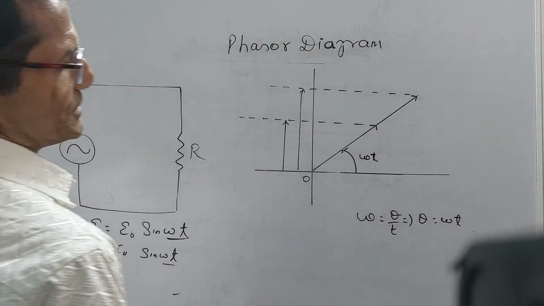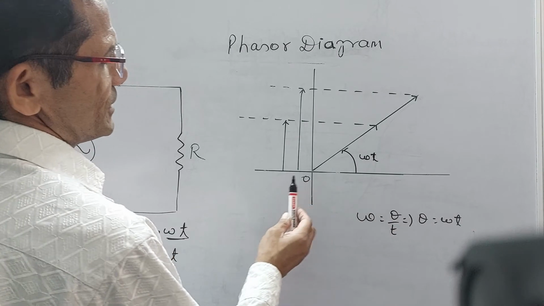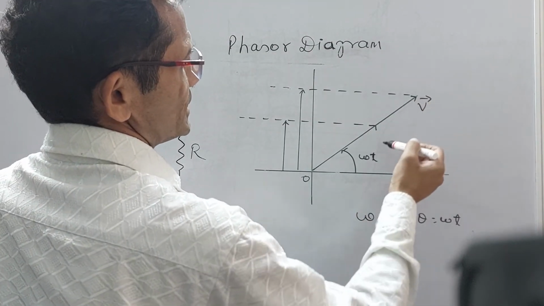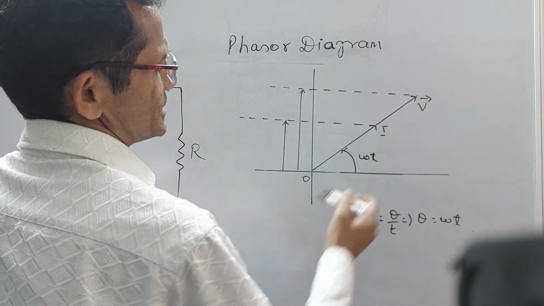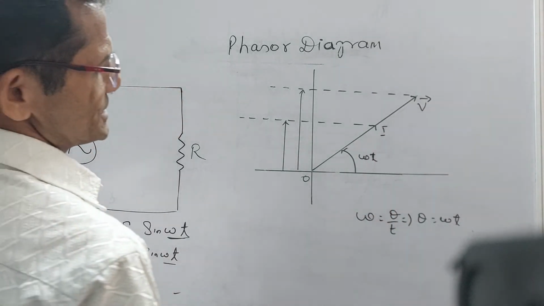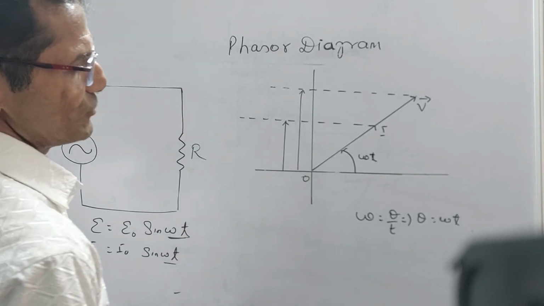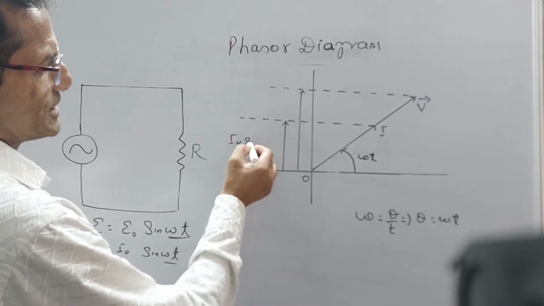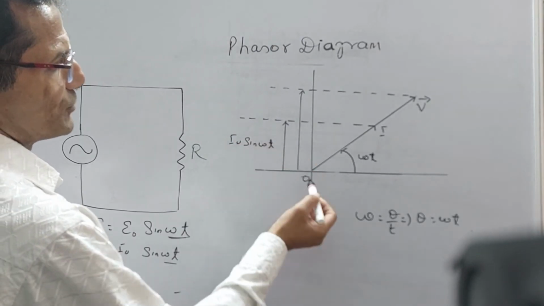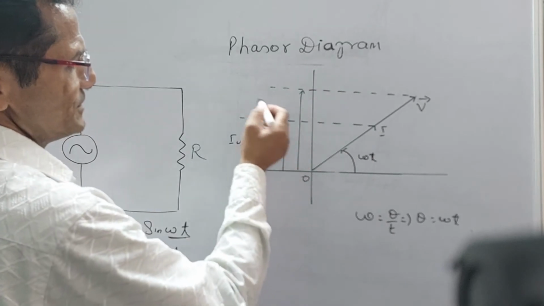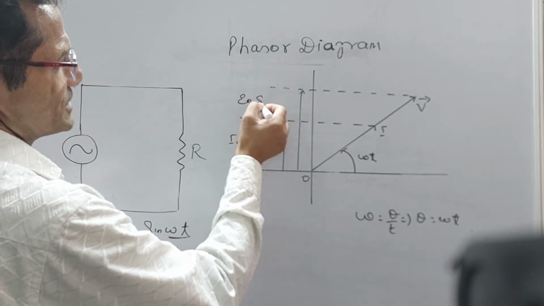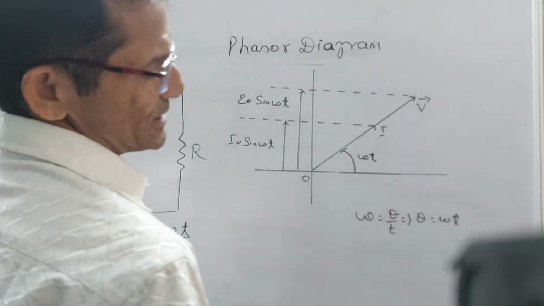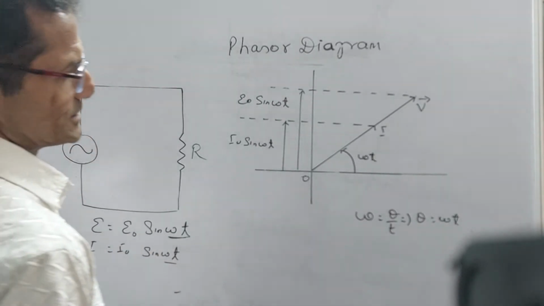The projections on the y-axis of these vectors, this is the voltage vector and this is the current vector, represent the instantaneous values of the current and voltage respectively. This is your current, I naught sin omega t, and the projection of the voltage vector on the y-axis will be E naught sin omega t. Since they are in the same phase, they rotate in the same time through the same angle, which is omega t.